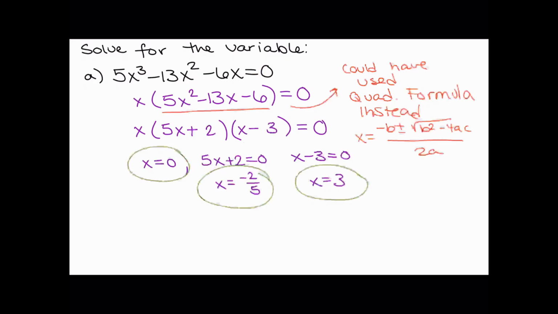Now again, you could have used the quadratic formula instead if you prefer: negative b plus or minus the square root of b squared minus 4ac, over 2a. That would be perfectly fine. Just make sure you don't forget about that x equals 0. When you factor the x out, you do have to set that to 0 as well.